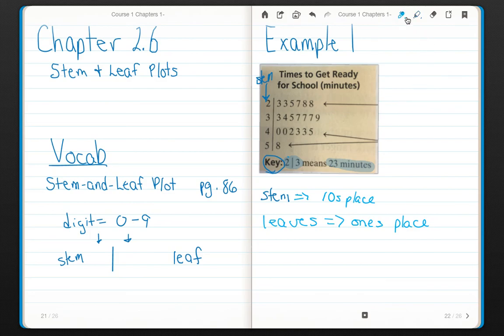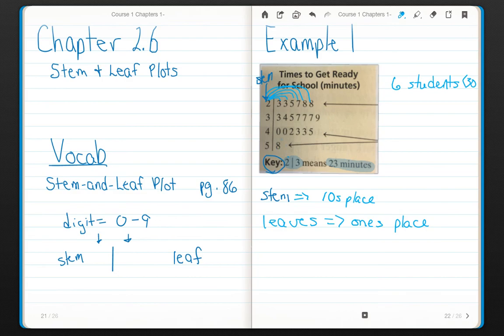So my question asked, how many students take less than 30 minutes? So this is 23, 23, 25, 27, 28, 28. So all of these are less than 30 minutes. There are 1, 2, 3, 4, 5, 6. So 6 students are less than 30 minutes.